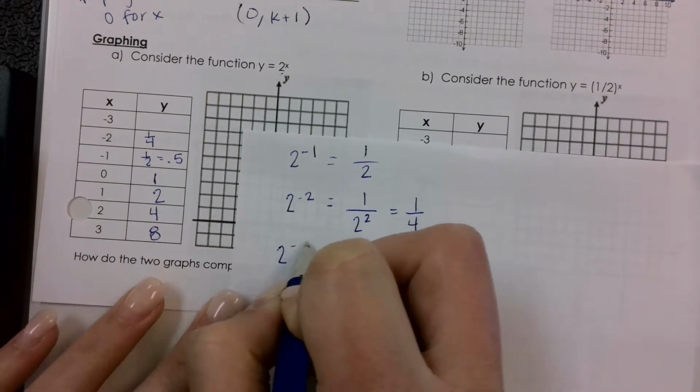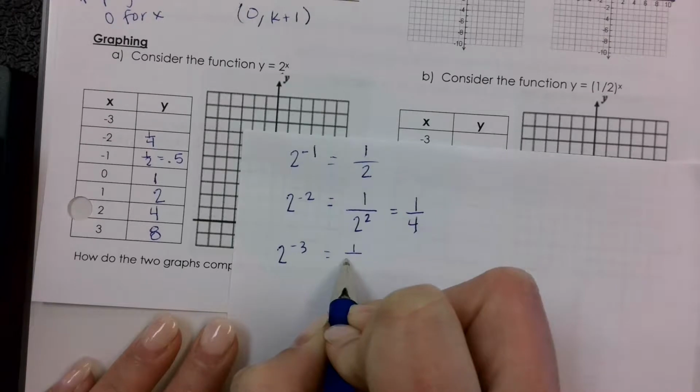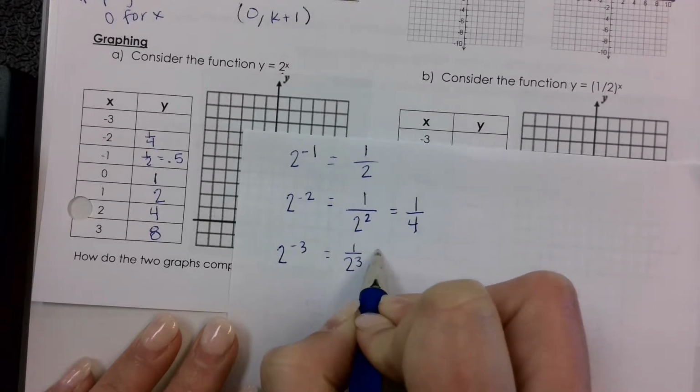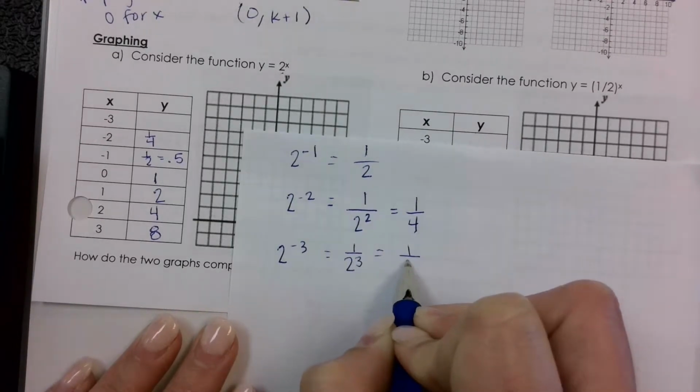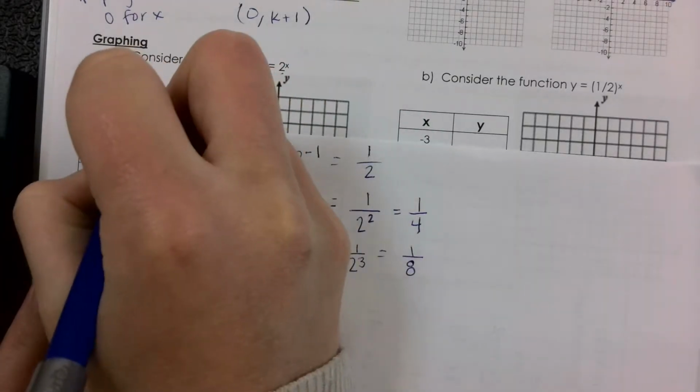So we could check that. If you have 2 to the negative 3, what do you do with your negative exponents? Move it to the bottom, so we'll have 1 over 2 cubed. And what is 2 cubed? 8. Is that okay? Do we kind of see how that pattern works? So we'll have 1/8.